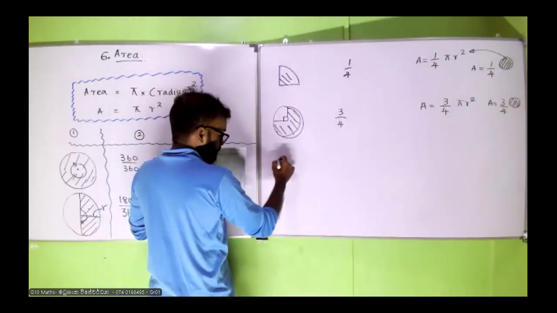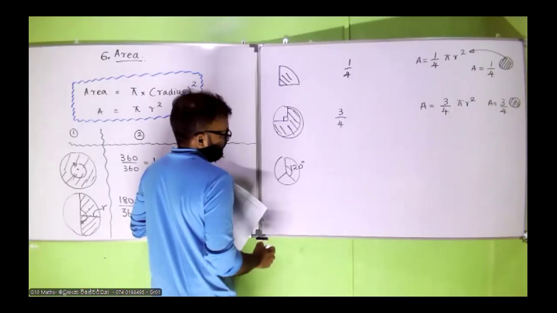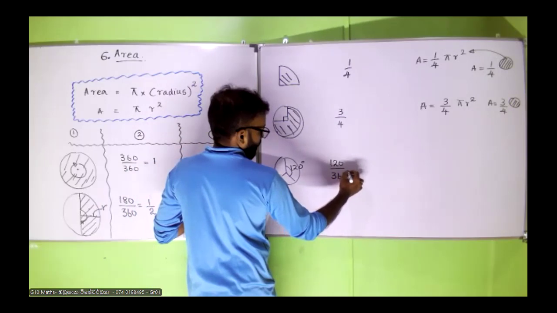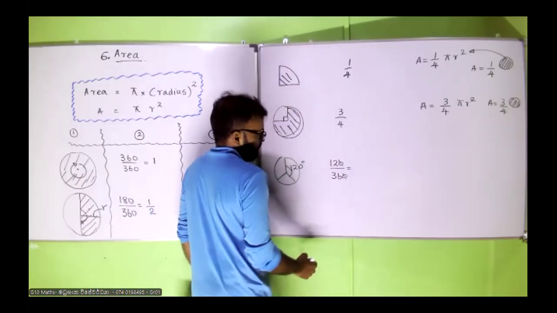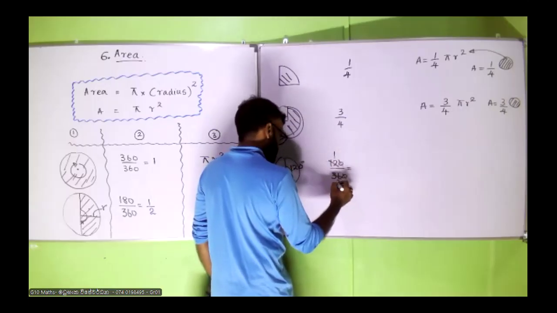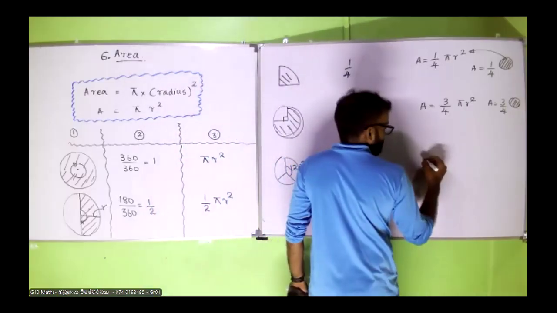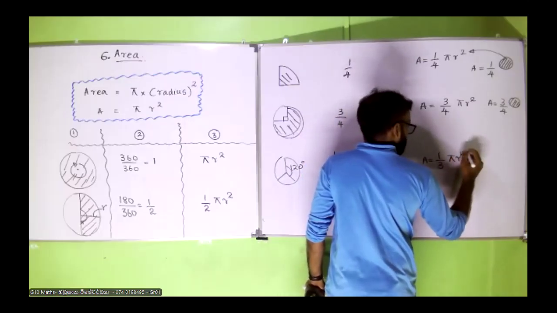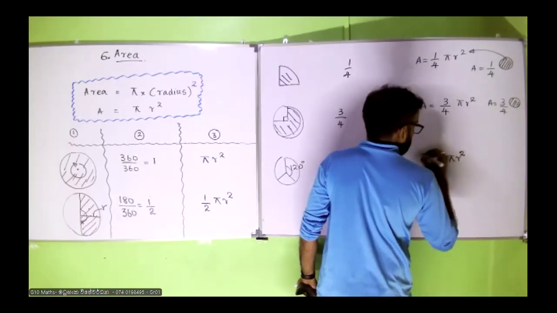Then 120. This is 120, right? So 120 divided by 360. Simplify. Cancel 0 with 0, 12 times 1, 12 times 3. So it is 1/3 of the circle. This is the portion of the circle. The area can be represented as 1/3 πr squared.